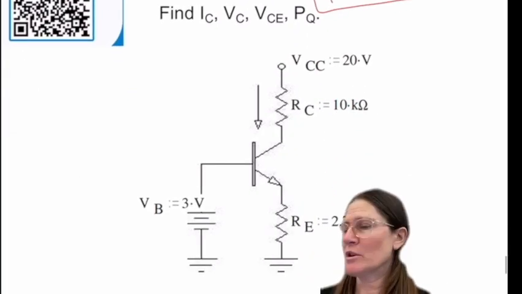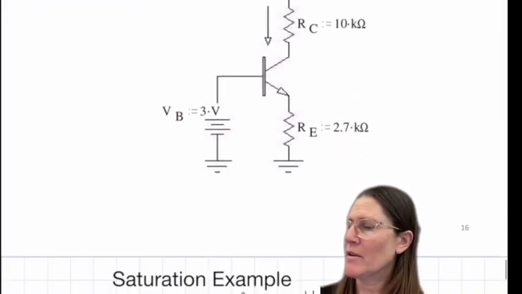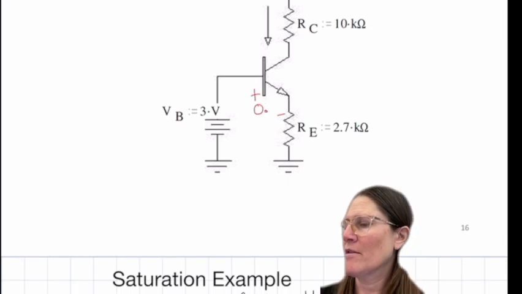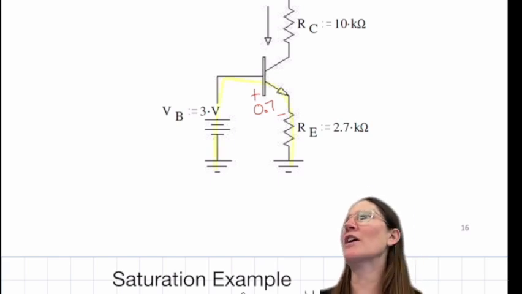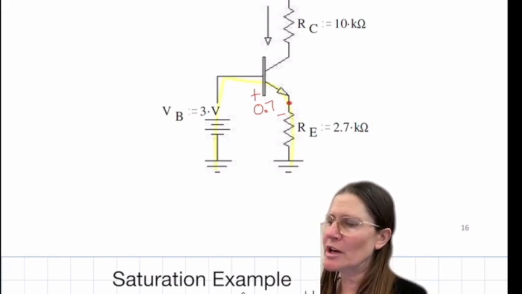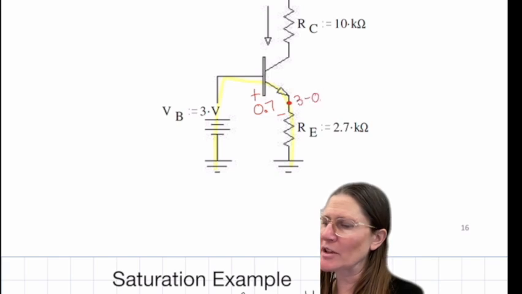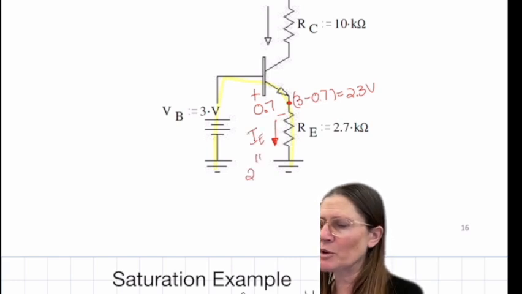All right, so looking at this, assuming that it's active, you're going to have that 0.7 volt drop there, which puts this voltage here at 3 minus 0.7, or 2.3 volts. So you can find IE right away: IE is going to be that 2.3 over 2.7 kilo ohm, which gives you 0.85 milliamps.